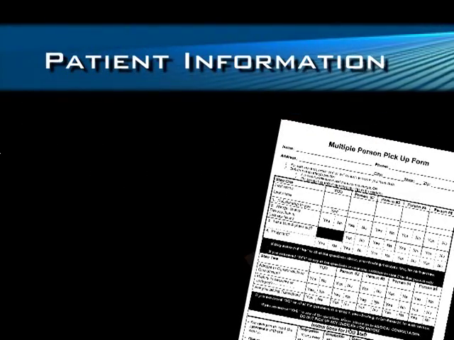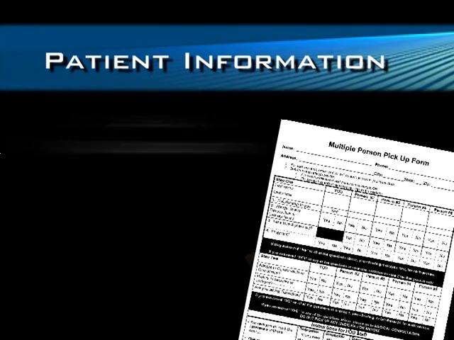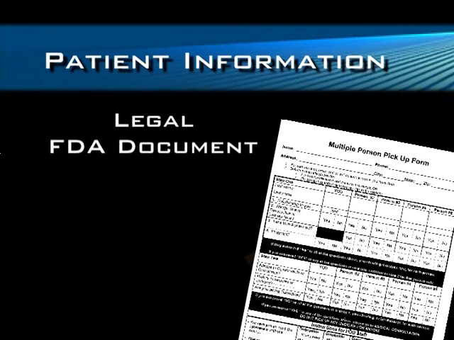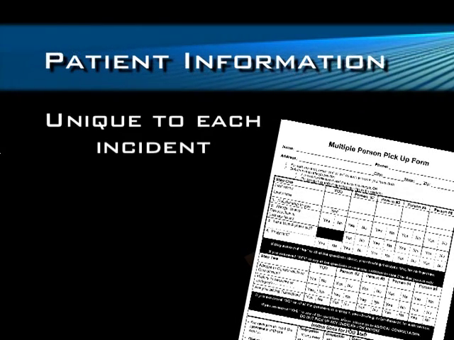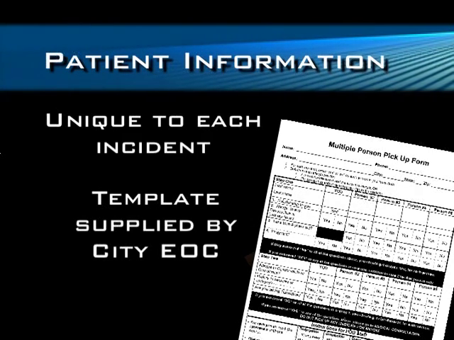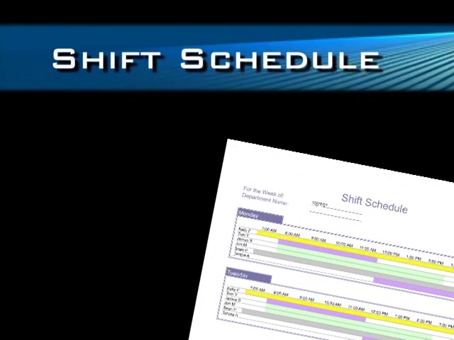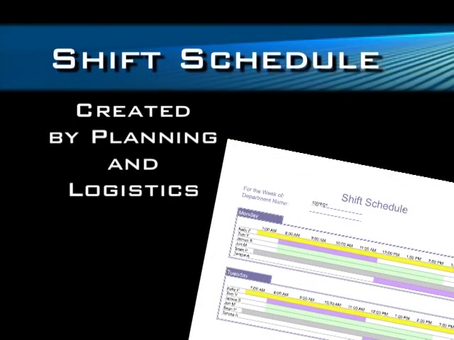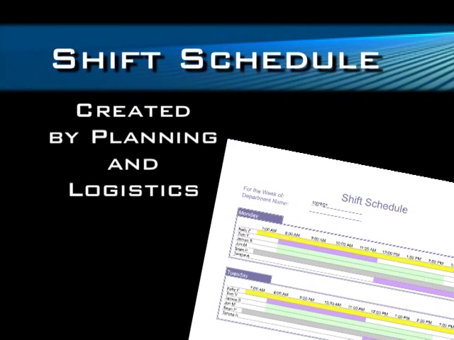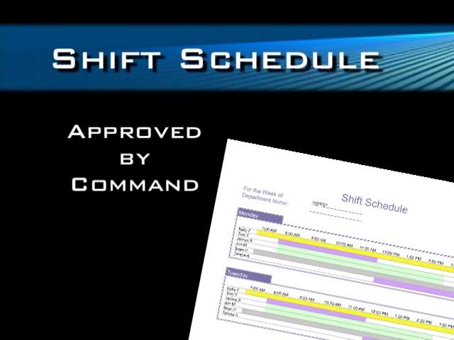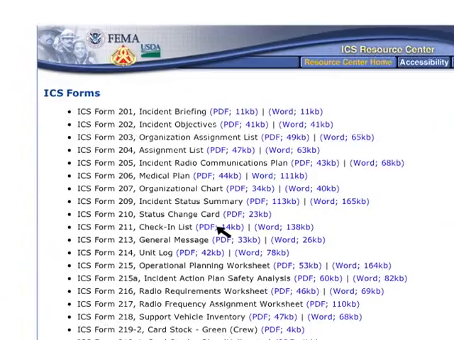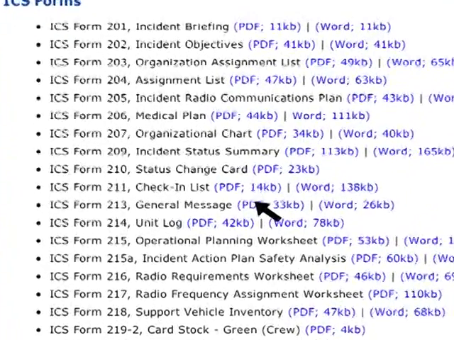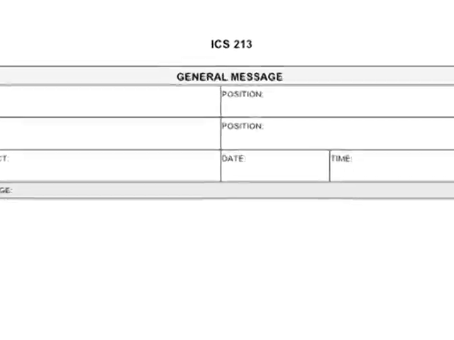Patient information forms are critical to the dispensing mission because they serve as both legal FDA documents and patient sorting forms. The patient information requirements will be unique to each incident. The template will come to you from your city EOC. Shift schedules for pod staff should be created by planning in collaboration with logistics and then be approved by command. ICS forms are available as templates from FEMA, the Federal Emergency Management Agency. They can be used as they are or customized by your city EOC.